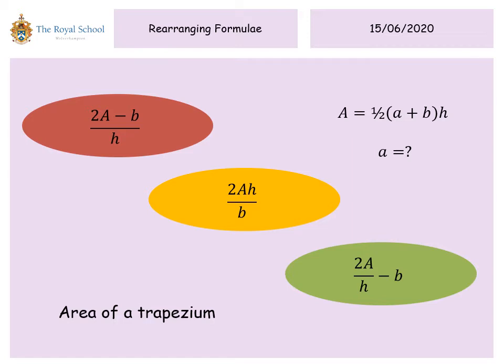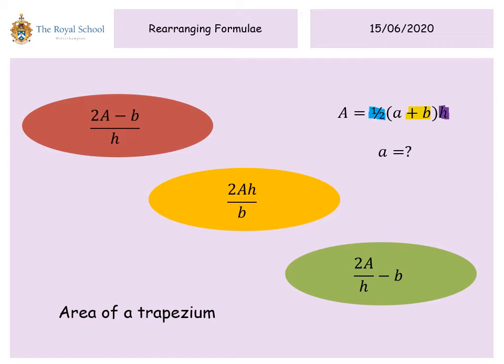So, answers to this. Let's have a look at the 3 steps that we would have taken. So, the letter a that we've got on its own: first off, we've added b to it. Secondly, we've timesed everything by a half. And thirdly, it's then been timesed by h. So we'd need to reverse things in that order. The blue and the purple ones are interchangeable because they're both multiplications.